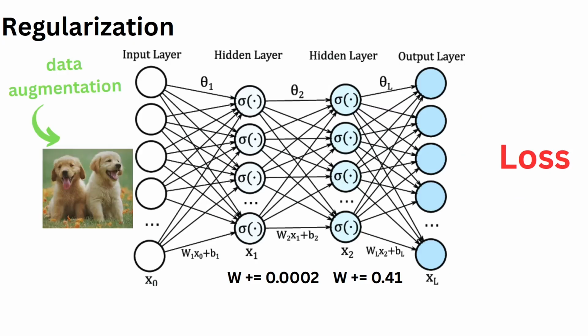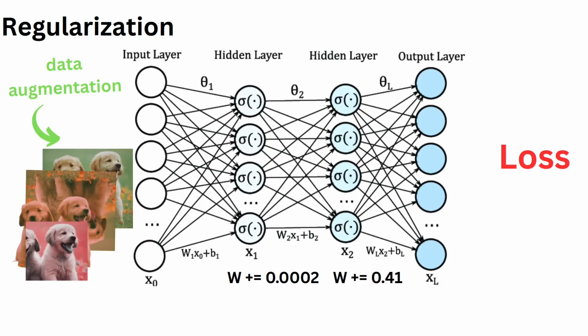The second method is data augmentation. Data augmentation is pretty simple. It modifies the training data by applying random transformations like rotation, cropping, noise, flipping, all sorts of stuff to generate additional diverse training examples. This improves generalization by exposing the model to more variation of the data, but doesn't touch the weights or loss directly.